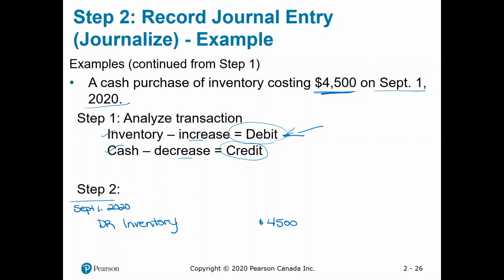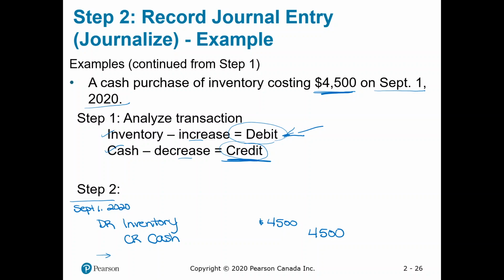The third thing that we have is our credit, which we see here is the cash account. Since it needs to be a bit to the right, we indented a bit there. And we have our credit to cash. It's also indented over here. So we have the $4,500 again.